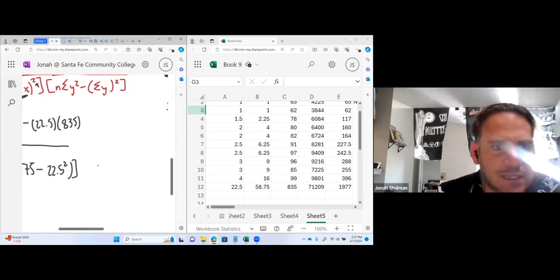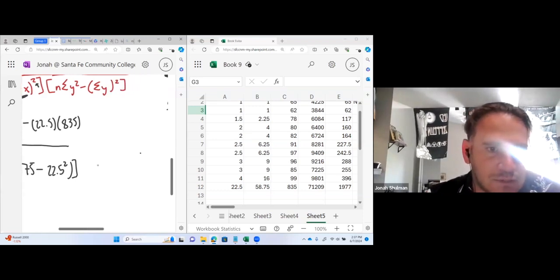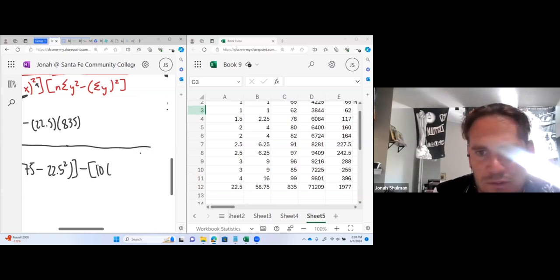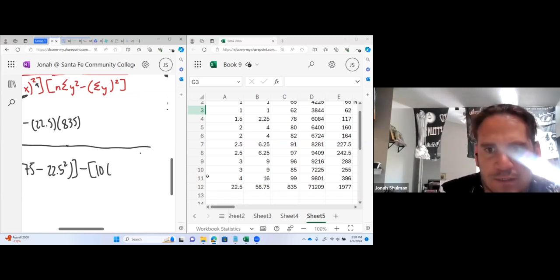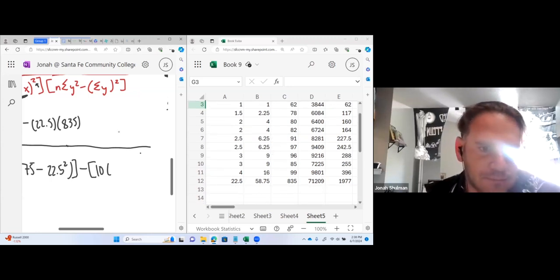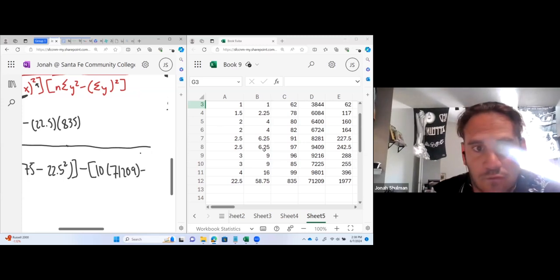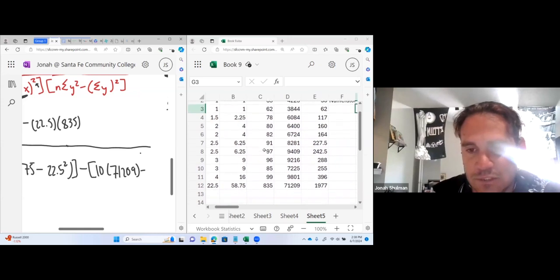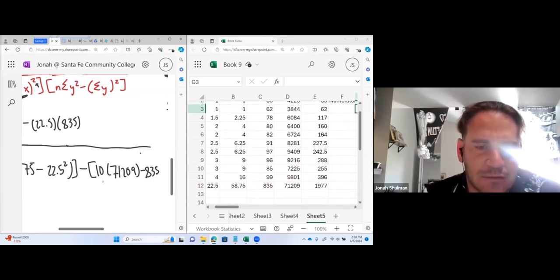Then I have to minus the same idea. So then it's going to be minus, same idea. So it's 10 parentheses, all of the y's that were squared first, and then added together, which is 71209. And we have to subtract what from that? All of the y's added together normally, which is 835. Then what do we do with that? We square it.